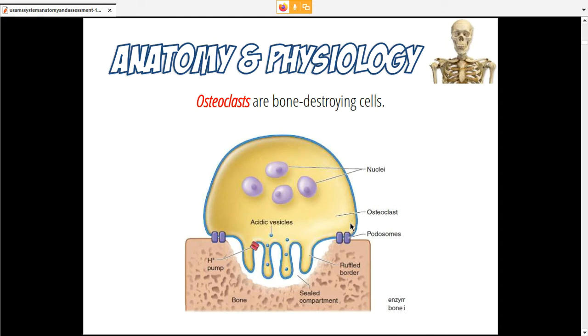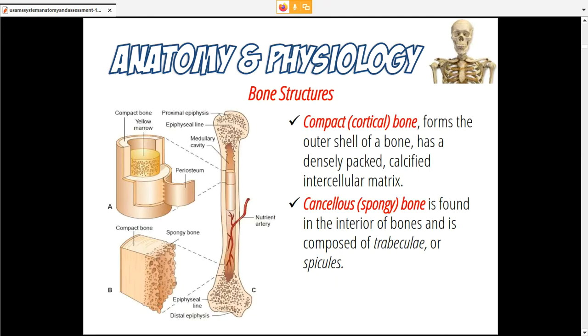Then osteoclasts are bone destroying cells. The excess part of the bone is removed by these osteoclast cells, bone removing cells or bone destroying cells. Then coming to the bone structure, there are two different parts in the bone: compact bone and cancellous bone. Compact bone is also called cortical bone, and cancellous bone is also called spongy bone.